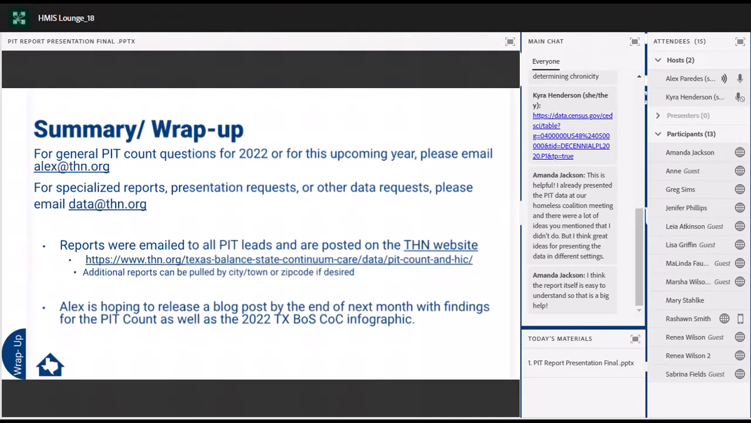I also want to mention we are still working on our blog post and our infographic that will be out by the end of next month. So, the end of June, expect us to email you with that 2022 Texas Balance of State CoC infographic and the blog post.